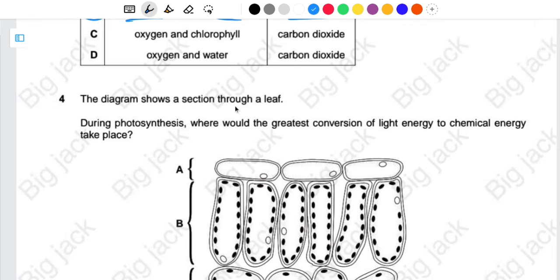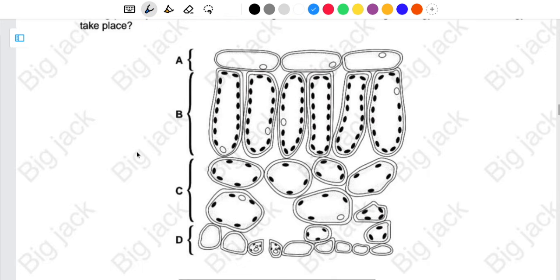The diagram shows a section through a leaf. During photosynthesis, where would the greatest conversion of light energy into chemical energy take place? It takes place in the palisade tissue. So we have B.